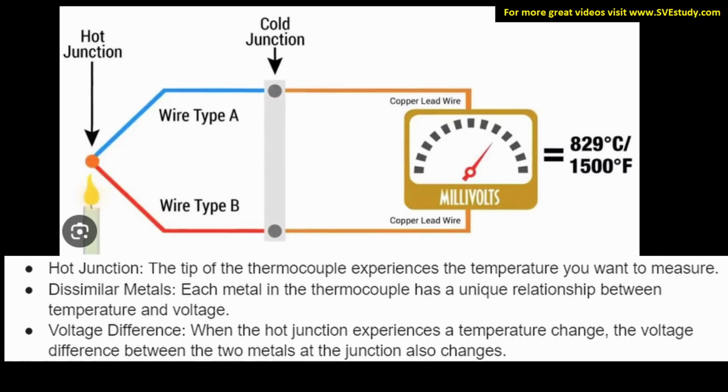Hot junction. The tip of the thermocouple experiences the temperature you want to measure. Dissimilar metals. Each metal in the thermocouple has a unique relationship between temperature and voltage. Voltage difference. When the hot junction experiences a temperature change, the voltage difference between the two metals at the junction also changes.